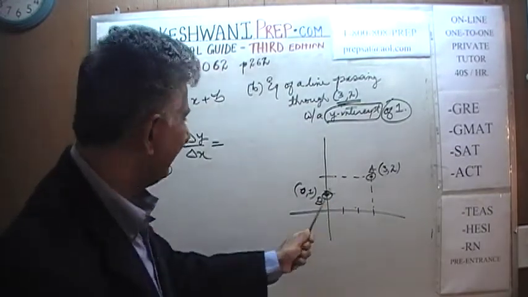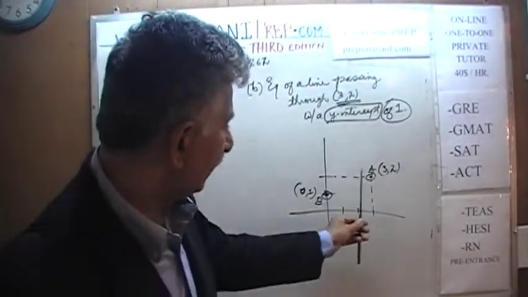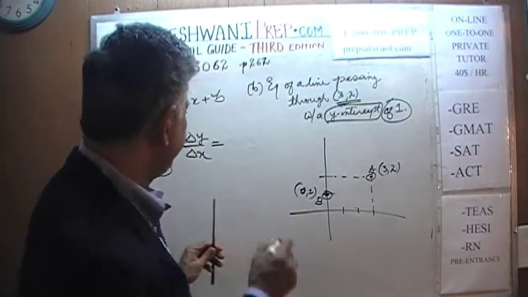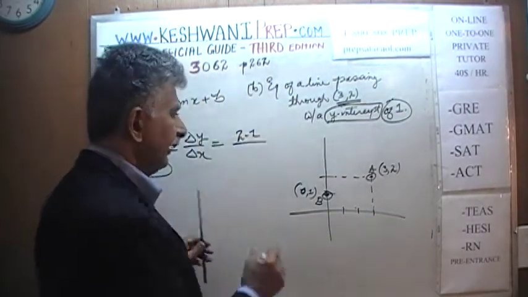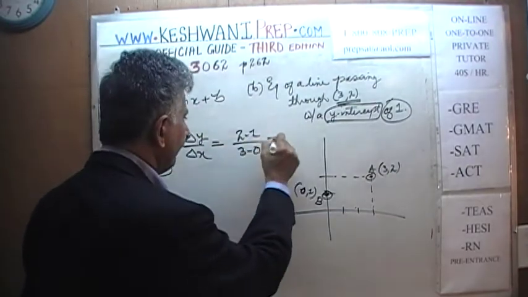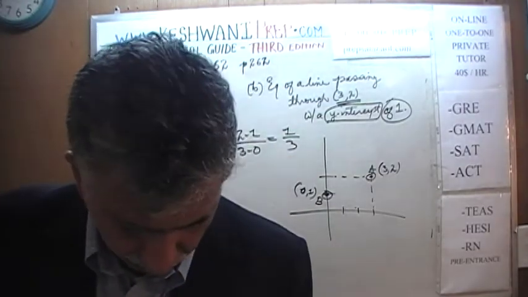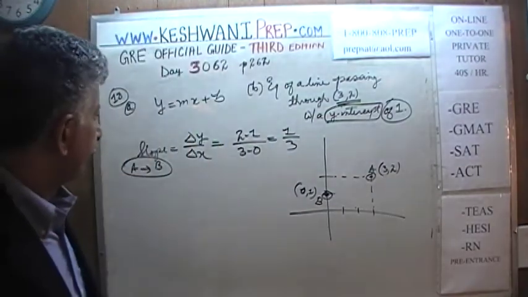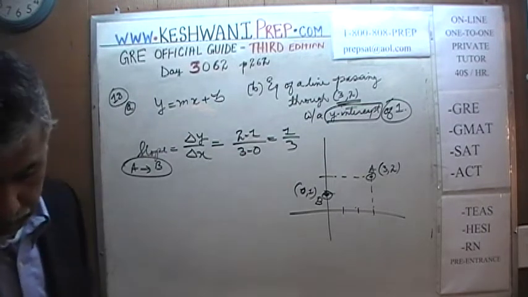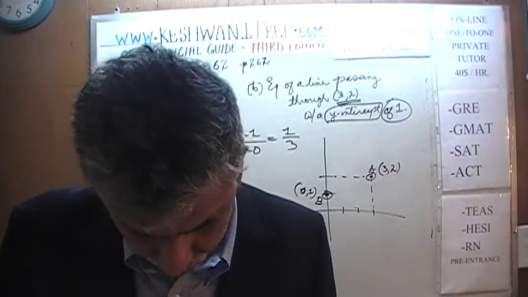Going from A to B, the change in y, and a second common mistake we must pay attention to, we're looking at the y coordinate, which is 2 minus 1. And now the x coordinate, which is 3 minus 0. So it's just 1 over 3, it's just 1 third. The slope is 1 third.